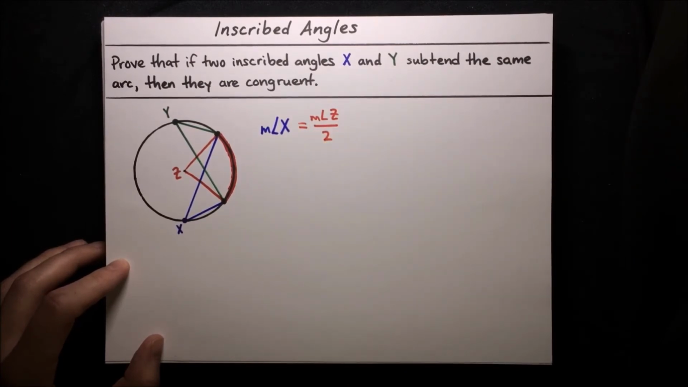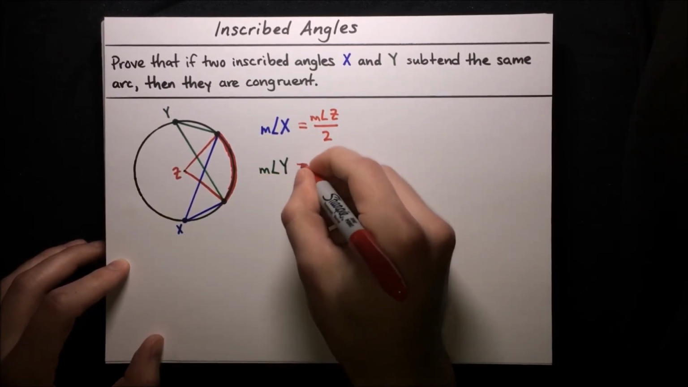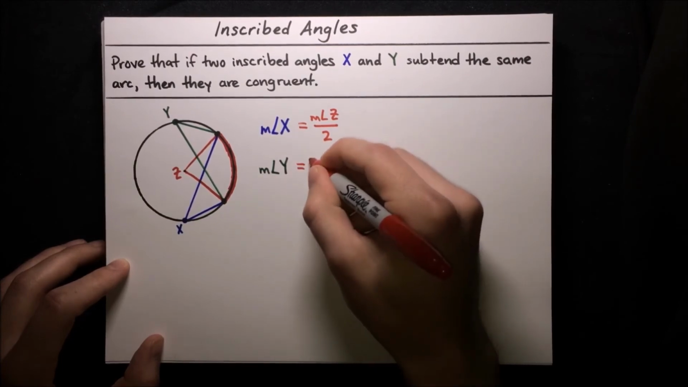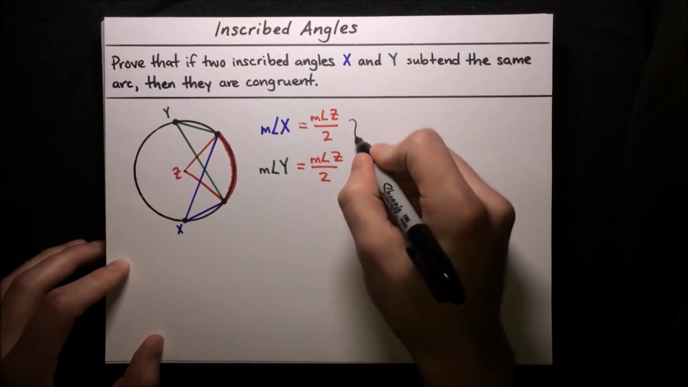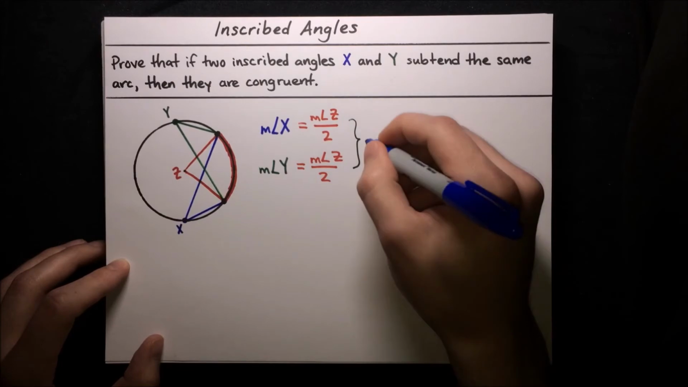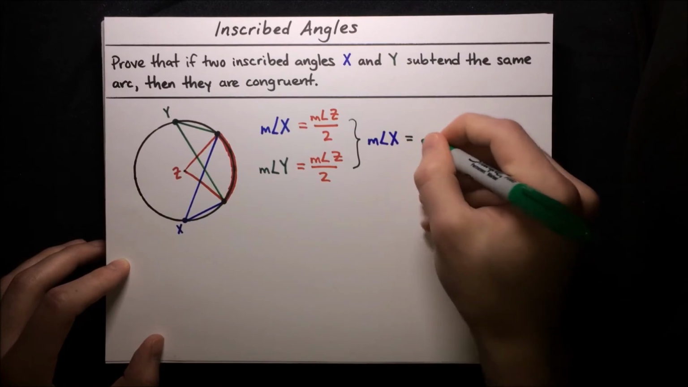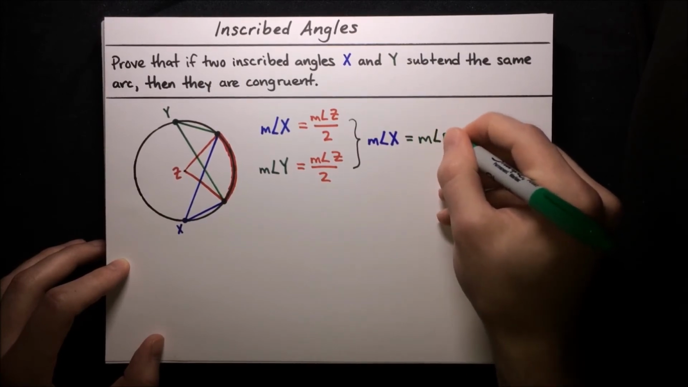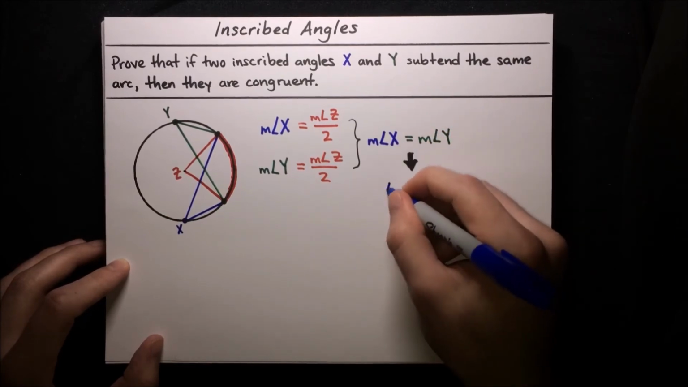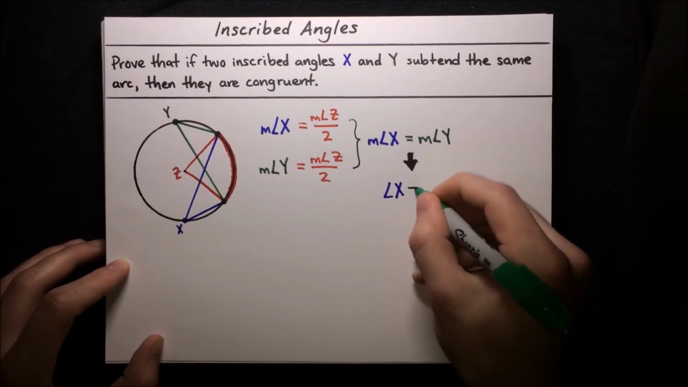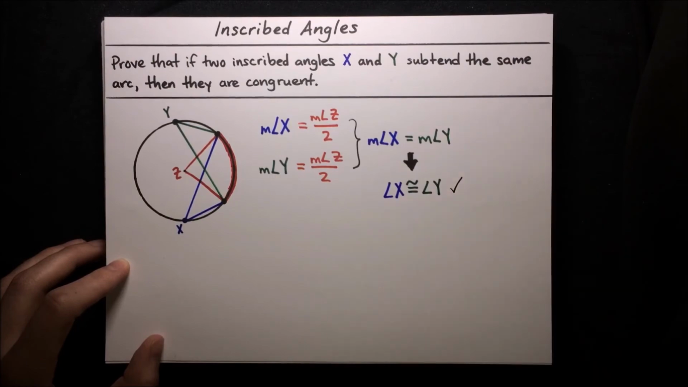Likewise, it's the same idea for the inscribed angle y. Measure of angle y is also equal to half the measure of the central angle z, which subtends the same arc. And now by the transitive property, we can say that since the measure of angle x and the measure of angle y are equal to the same thing, they have to be equal to each other. So measure of angle x equals measure of angle y. And because of that, we have that angle x is congruent to angle y. So there we go. We're done.